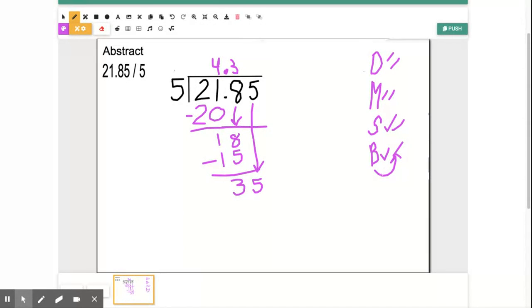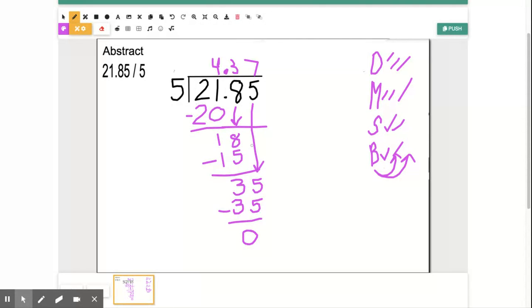And it's time for me to go all the way back up again. 35 divided by 5 is 7. So you take that 7 and put it right on top of that 5. Time for me to multiply. 7 times 5 is 35. Time for me to subtract. 35 minus 35 is 0.